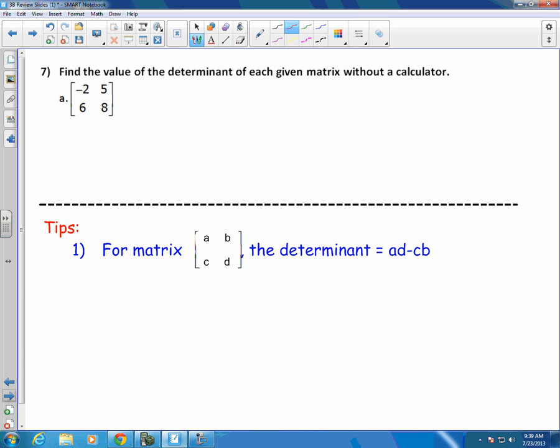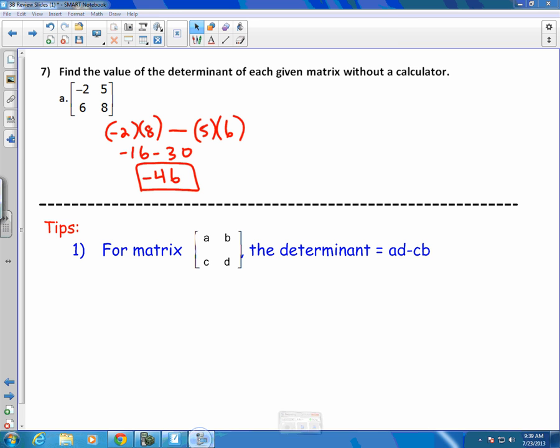So you need to know how to find the determinant of a 2 by 2 matrix. And it's actually very simple. You just remember that you multiply -2 times 8, and you subtract 5 times 6. That's a 5, by the way. So this is what I get. I get -16 minus 30, which actually gives me a determinant of -46.